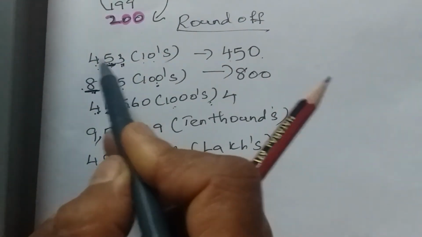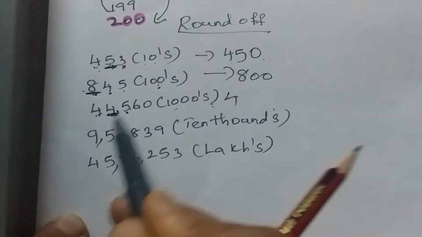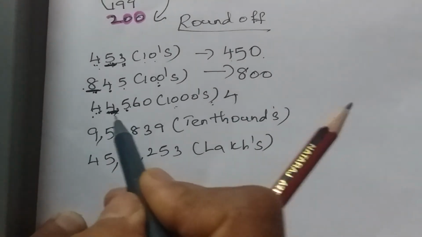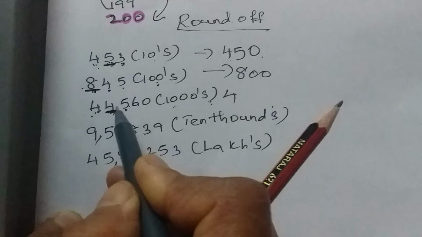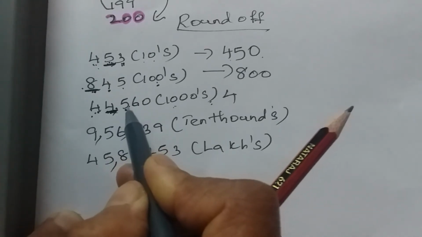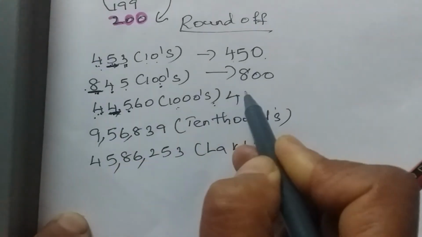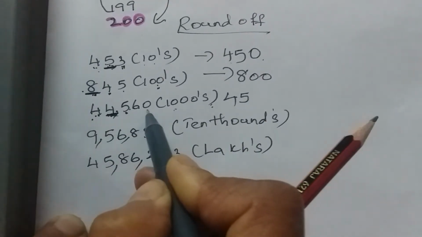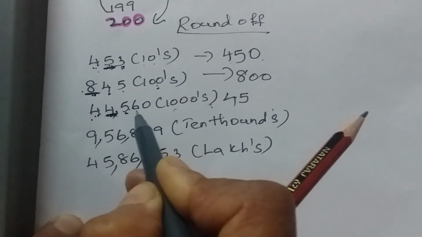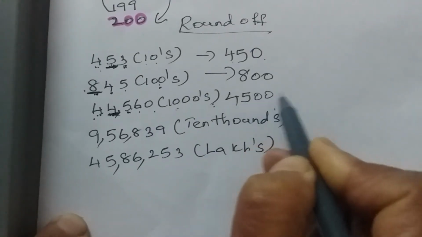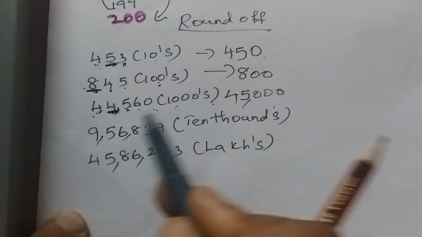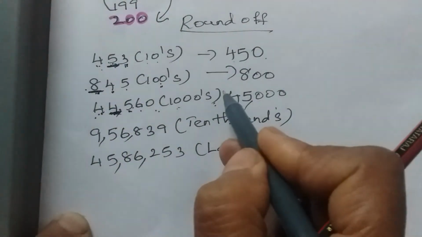And here before 5 we had 4, write the 4 as it is. And here before the underlined digit we have one number 4, write that as it is. And instead of 4, what you should write? Because the next number is 5, you add 1 with this number. 4 plus 1 is 5. And the rest of the digits after the underlined digits, they become 0, 0, 0. So it is 45,000. 44,560 is nearest to 45,000.